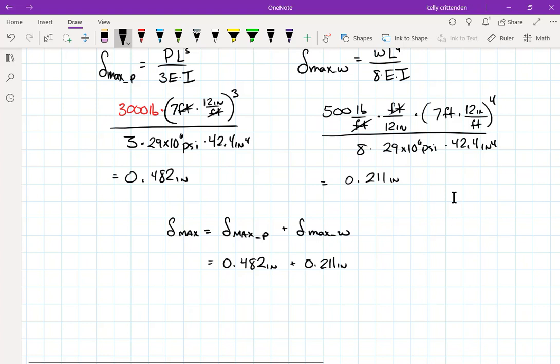So we just need to add those, 0.211 plus 0.482, 0.693. Now again, it doesn't mean that this will actually happen, because this doesn't say if the beam can handle this or not. If you want to know if the beam can handle that much, then you ought to check the shear stress. We haven't really checked shear stress at all, but you know how to check the flexural stress.